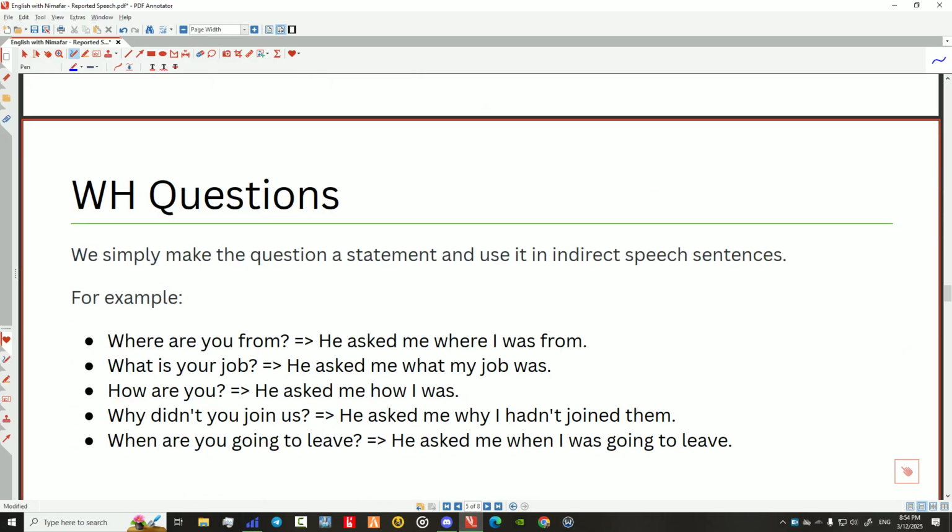Very good. So with WH, we simply make the question a statement and use it in indirect speech sentences. So when I ask, where are you from? First, you should make it a statement, make it a sentence. Where you are from. What is your job? What your job is.